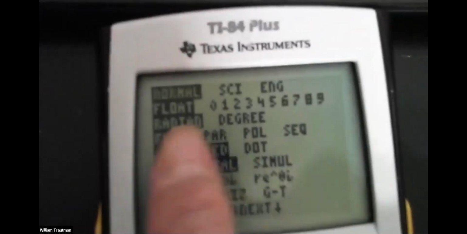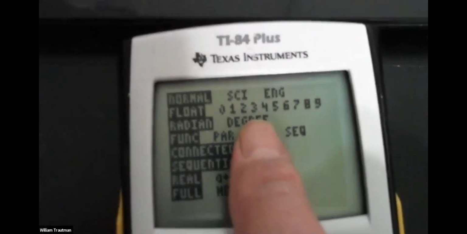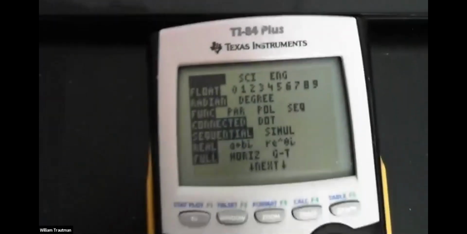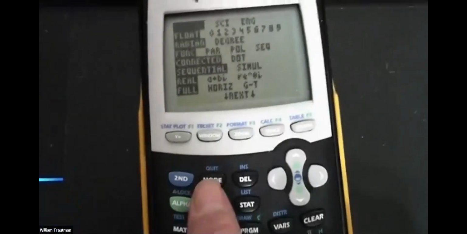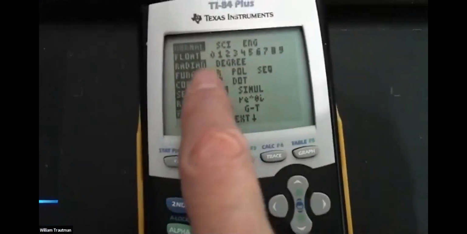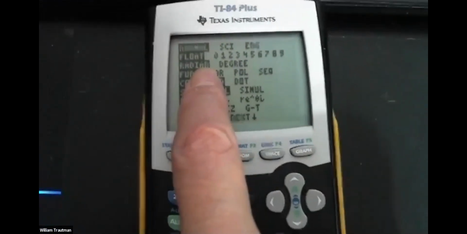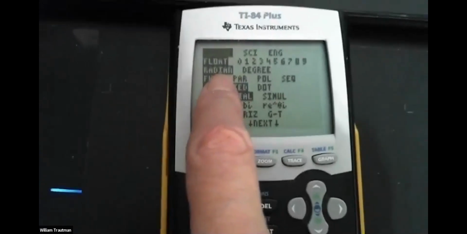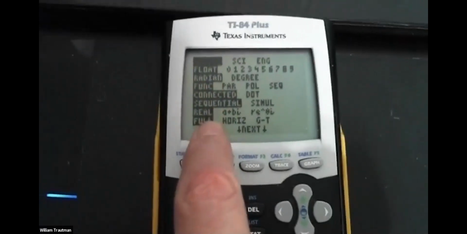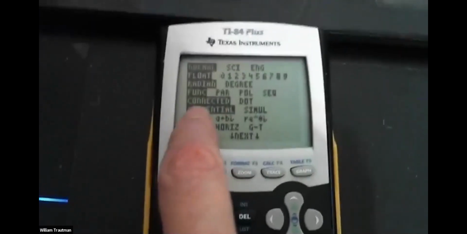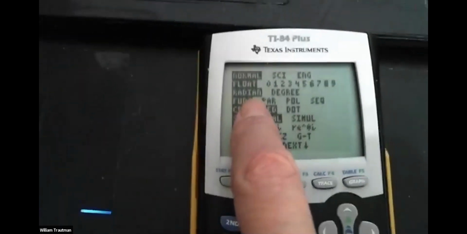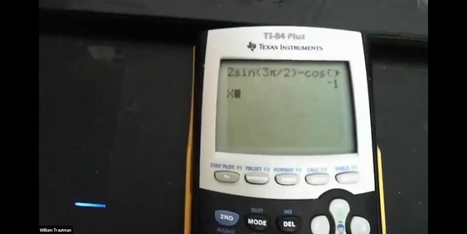Yes. Are you not getting those answers? Make sure your mode is in radians. If you're in degree mode, you're not going to get the answer. So when you go to mode on your calculator, make sure you're in radian mode when we're using radians, like pi and 3π. We're not using degrees. So for those of you who are not getting it, and too afraid to yell out at me, make sure you go to mode on your calculator and you're in radian mode. So then it'll work.